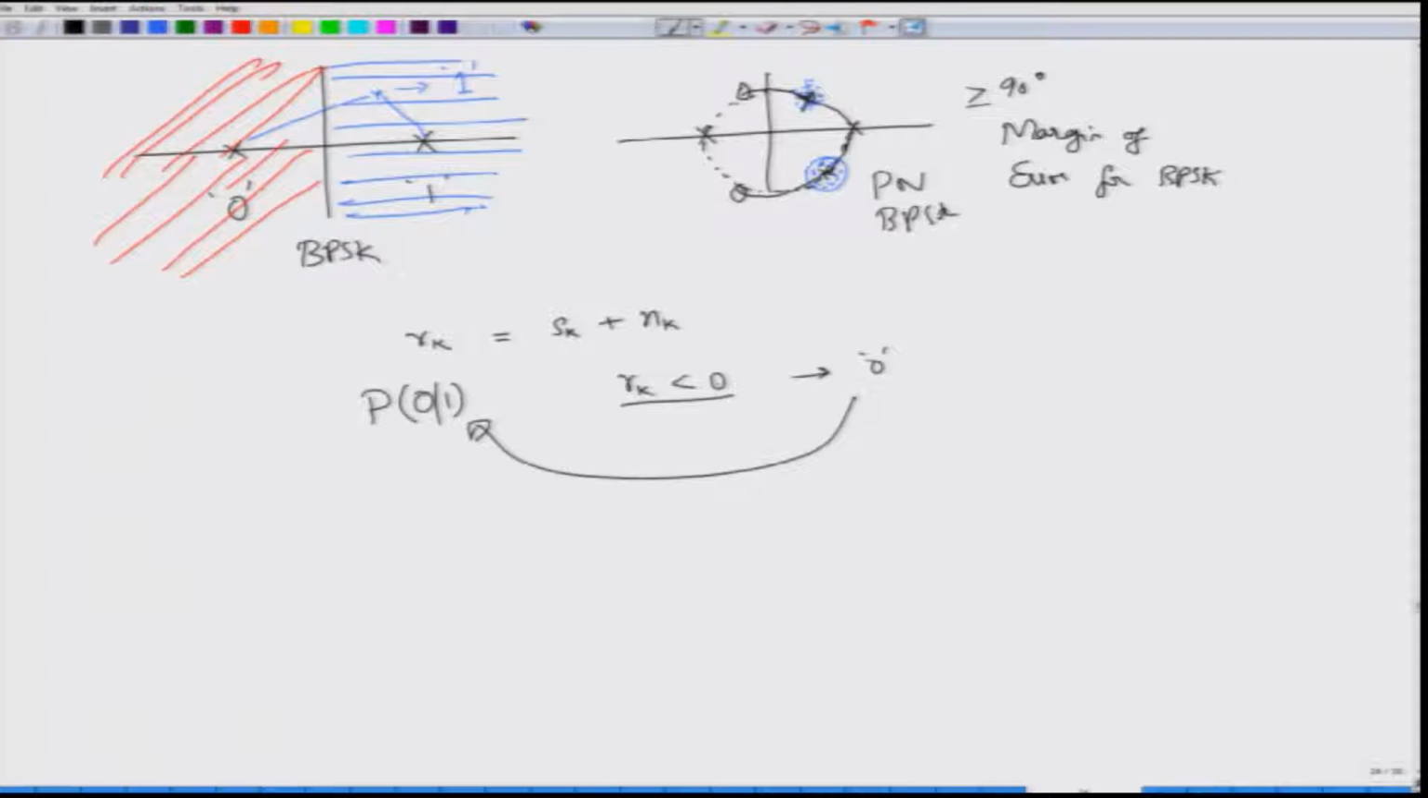If you look at the coherent receiver output, the photocurrent that you are going to obtain would have the signal component.